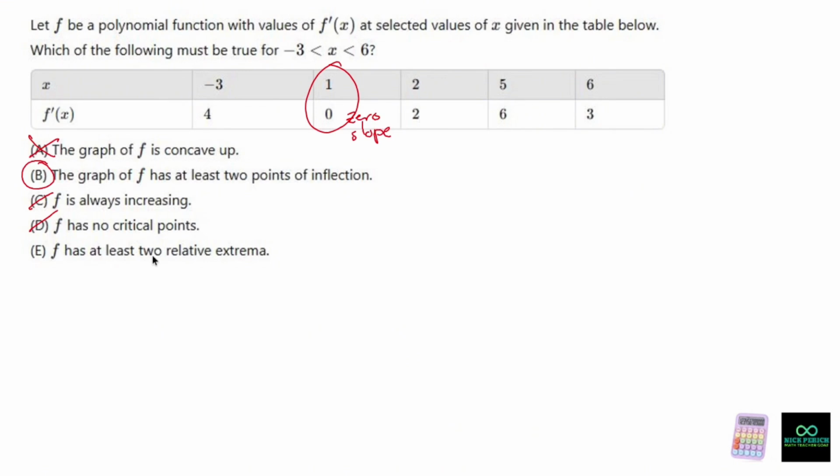f has at least 2 relative extrema. No, because it's always increasing except for at one spot, so we can't determine if there's more than one relative extrema. So B has got to be it.